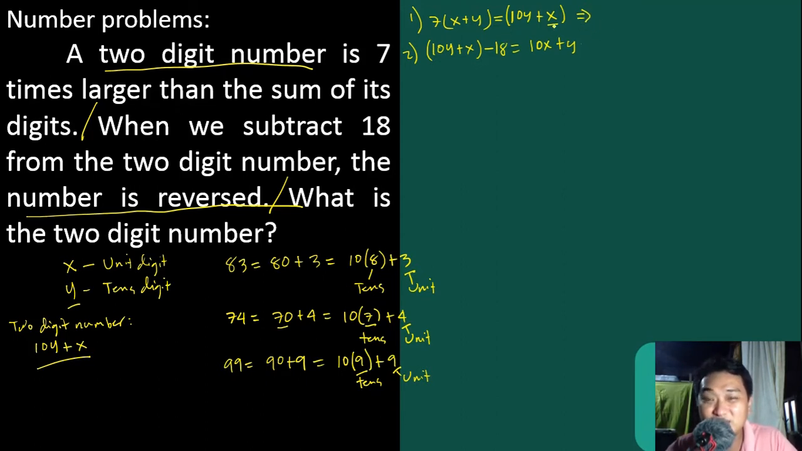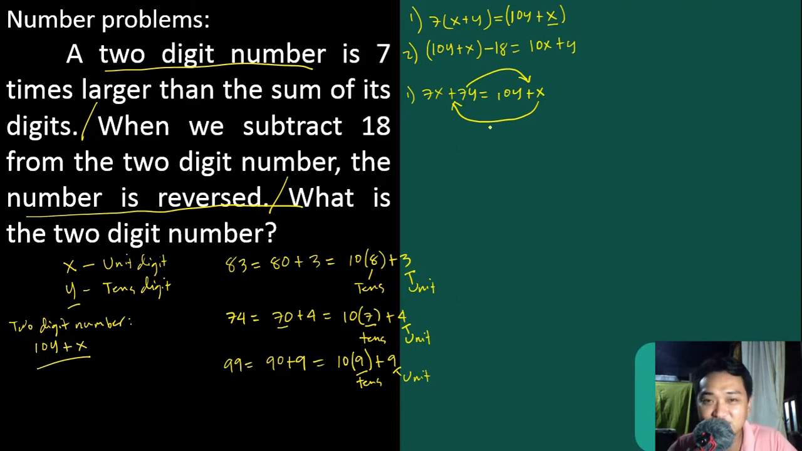Kasi, tandaan niyo, marami pa tayong mga similar terms na pwedeng i-combine para hindi masyadong malaki yung ating linear equation. So, if we are going to evaluate the first linear equation, we can make use of the distributive property here: 7x plus 7y is equivalent to 10y plus x. And then we could transpose 7y here, and we could transpose x here.